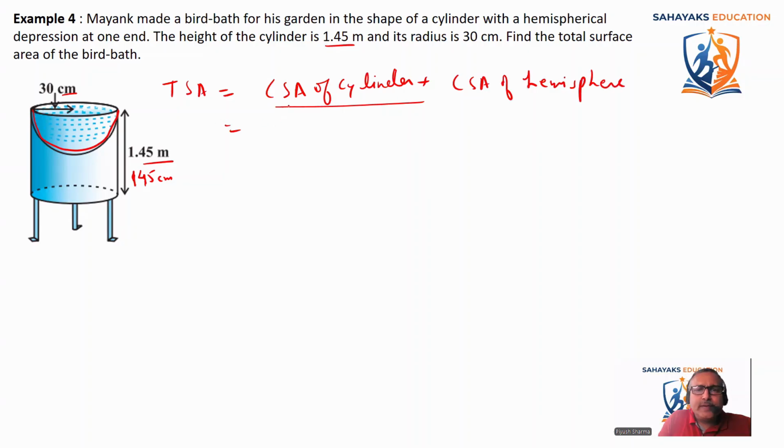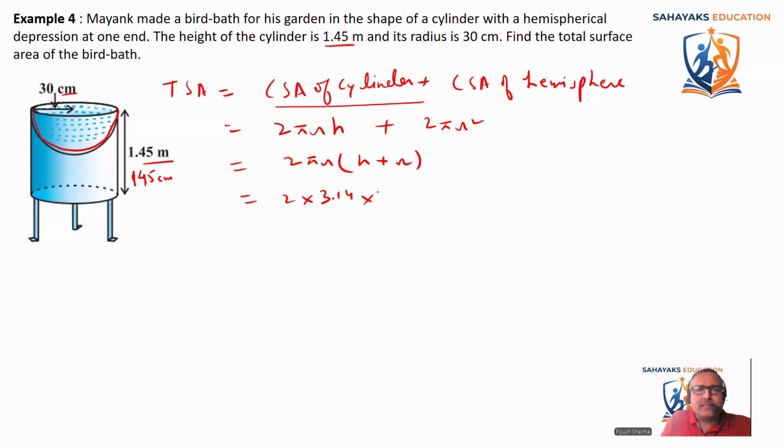So this comes out to be curved surface area of the cylinder, 2 pi r into h, and luckily the radius is the same. CSA for the hemisphere is 2 pi r square. So what is common? 2 pi r is common. It becomes h plus r. So let's put the values.